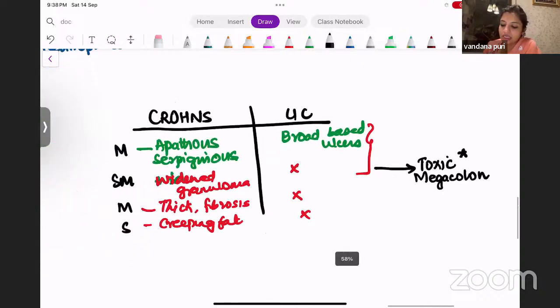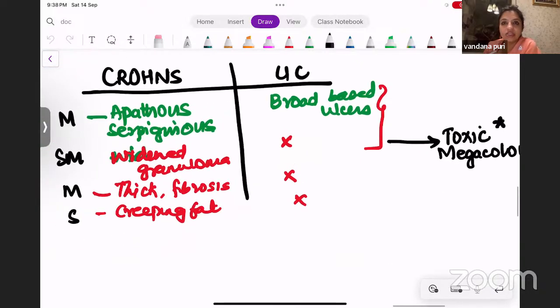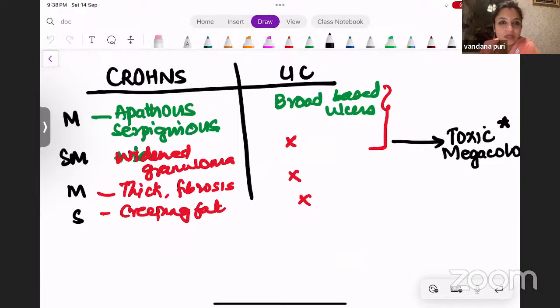Okay. So now, to understand the difference between Crohn's and ulcerative colitis, you have to remember the 4 layers in the microscopy and differentiate. Okay? So that is about Crohn's and ulcerative colitis microscopy.